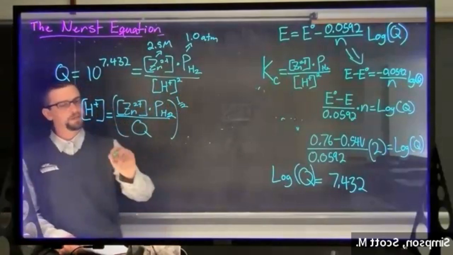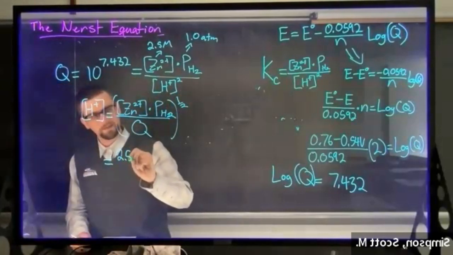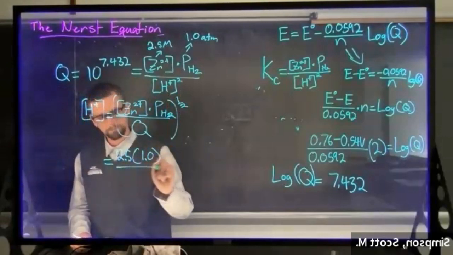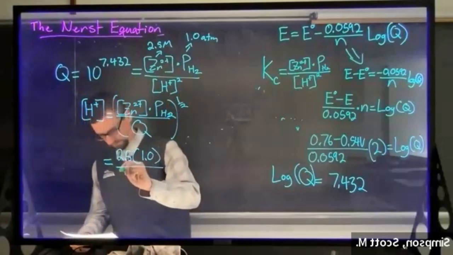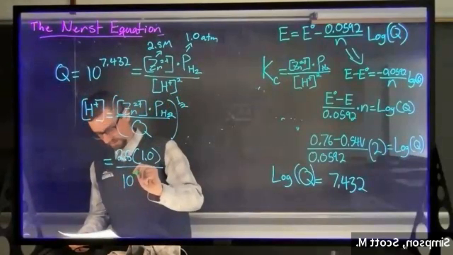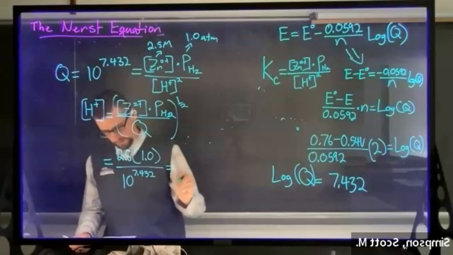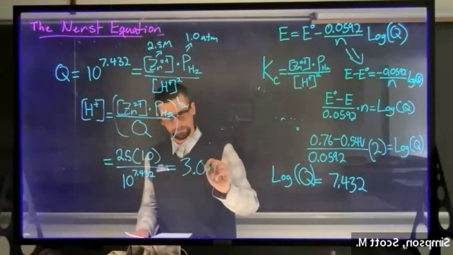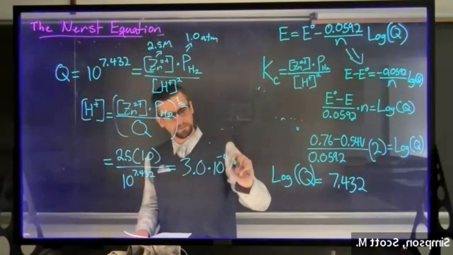Now with doing that, we just have to plug in all of our values. So 2.5 times 1.0 divided by 10 to the 7.432. And after everything is said and done, we get a value of 3.0 times 10 to the minus.